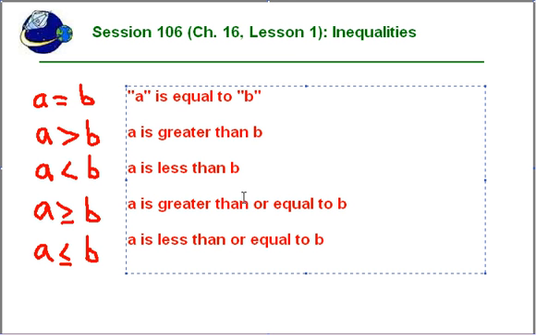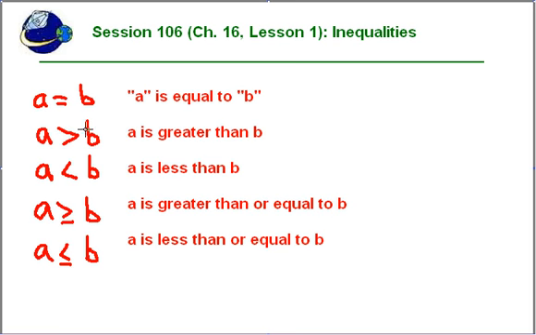Now here in session 106, we're going to take a look at inequalities. Take a look here. Our first statement says A equals B. That means that A is equal to B. This first example is actually an equality. And a lot of what we've been dealing with so far have been equalities. And as you can see here, an equality contains an equal sign.